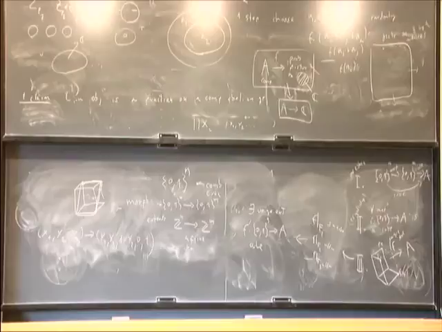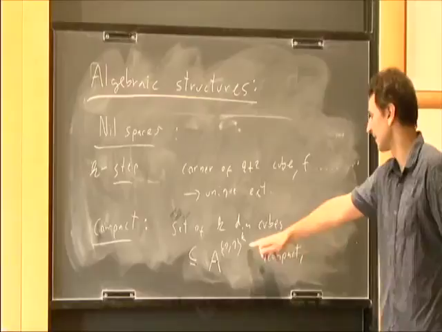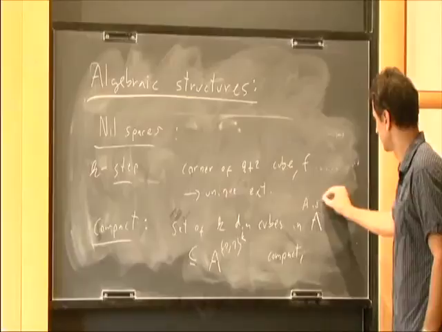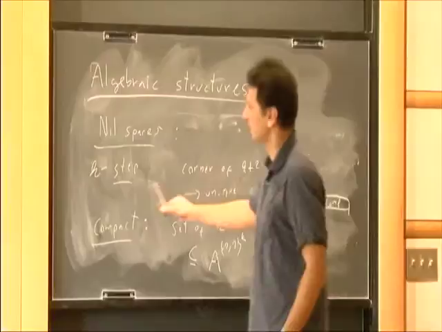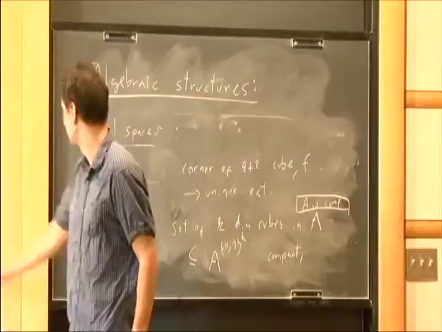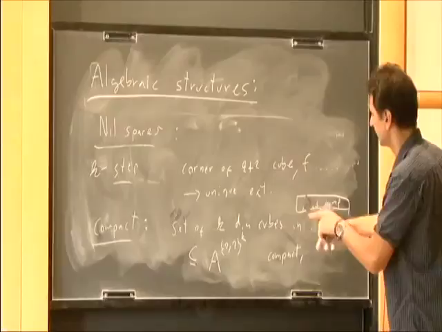So A is compact just means that, sorry? If these are satisfied with A, then A is a k-step nil space. So a k-step nil space is just something which satisfies this axiom with k plus 2. Let me say, so this is what I want to define: when a nil space, a k-step nil space, is compact.